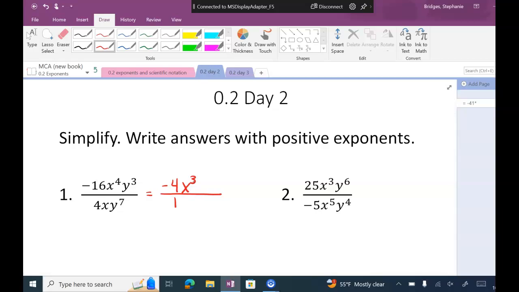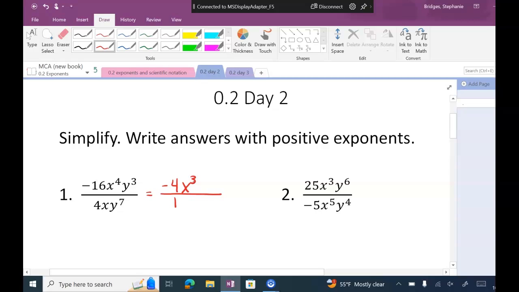Okay. We're technically subtracting, but think about this. X to the 4th at the top means x times x times x times x. And then x to the 1st at the bottom, and we can cancel everything that we have the same. Well, we can cancel one of those, so that leaves me with the x to the 3rd at the top.